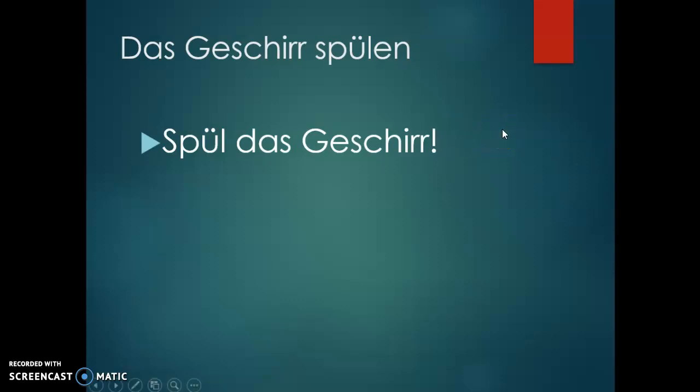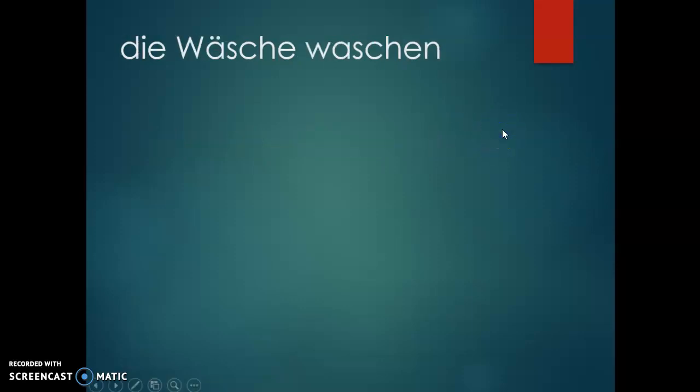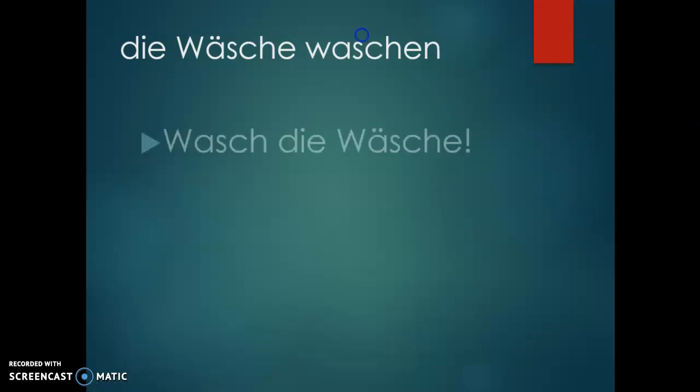Okay, let's try another one. Die Wäsche waschen. Du form command, what would it be? Okay, if we find our verb, waschen, we put that first, take off the en, and everything comes after it, we have wasch die Wäsche. Okay, so it's as simple as that. For the du form, you take off the en, and put the verb first.